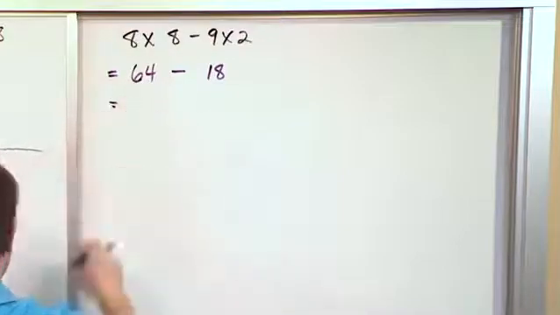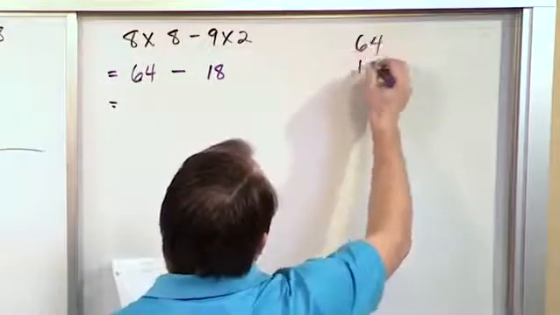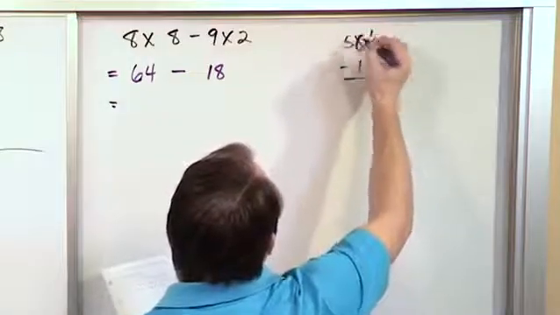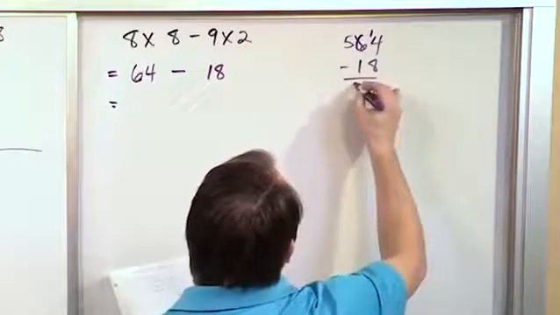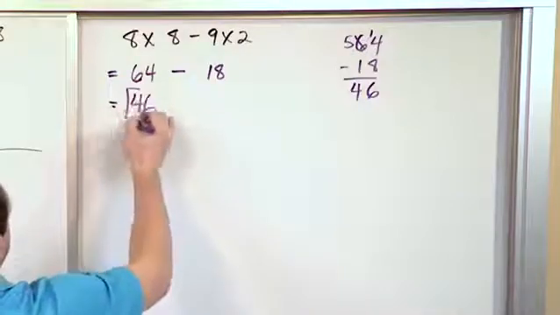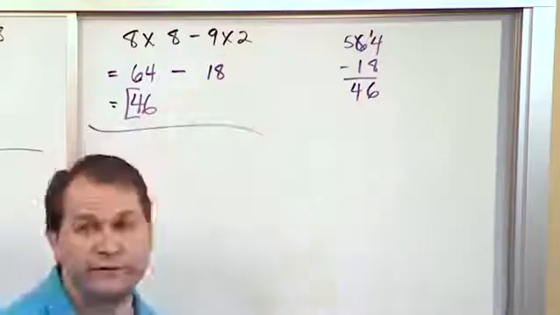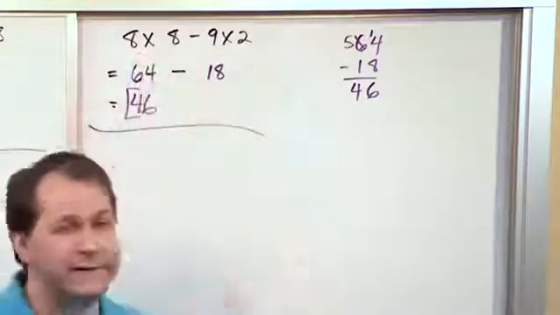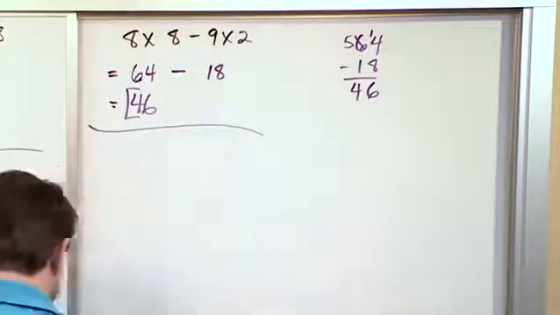And the final answer, 64 minus 18. If you forget how to do that, you can just subtract to the side. We can borrow here, make this a 5. 14 minus 8 is going to give me 6. 5 minus 1 is going to give me 4. So the answer is 46. Just like that. So you need to do the multiplication and division first, left to right. That's what we mean by left to right. Then we do addition and subtraction for the very last step.